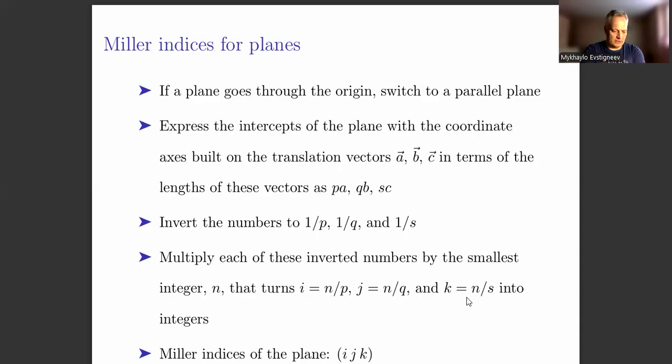Now, the reason why this more complicated intercept-based method is used, rather than the one based on specifying the Miller indices of a perpendicular direction vector, is because it is more convenient in experimental measurements for the determination of the crystalline structure based on the X-ray diffraction methodology.